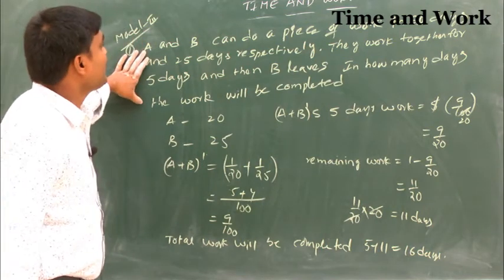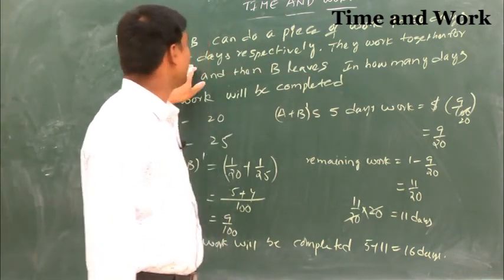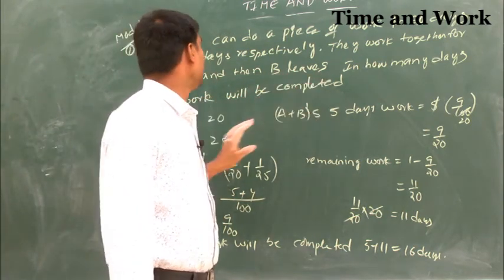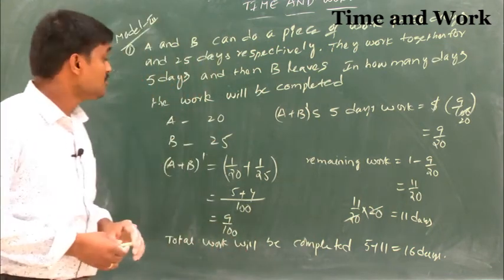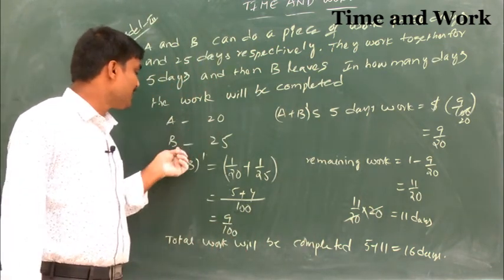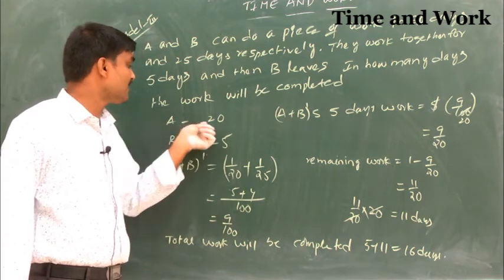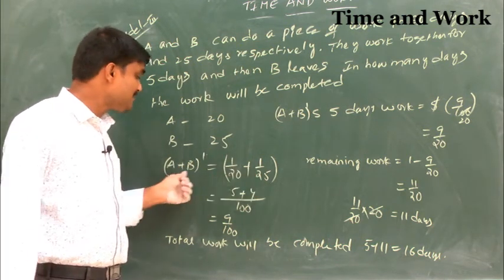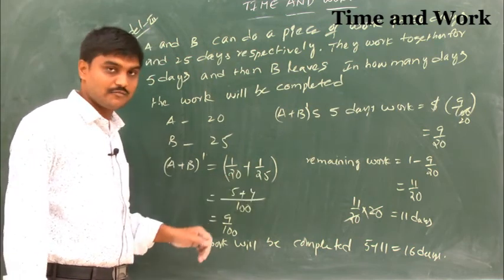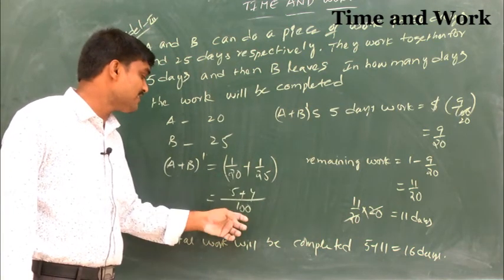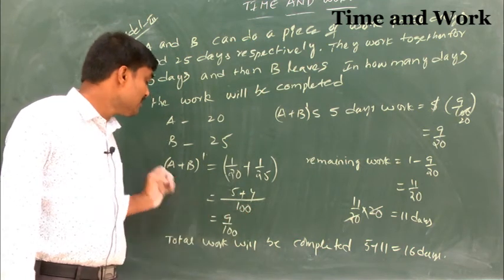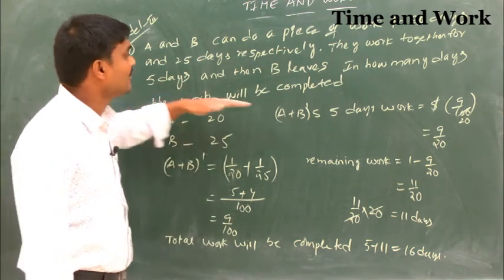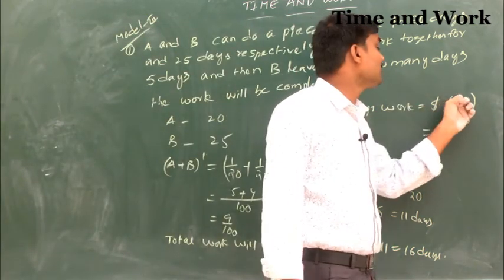So once again, A and B can do a piece of work in 20 days and 25 days respectively. They work together for 5 days and then B leaves. In how many days will the work be completed? So A is 20 days, B is 25 days. A's one day work is 1 by 20, B's one day work is 1 by 25. So A plus B's one day work is 1 by 20 plus 1 by 25. So the LCM is 100. That means A plus B's one day work is 9 by 100. They work together for 5 days, so A plus B's 5 day work is 5 into 9 by 100.